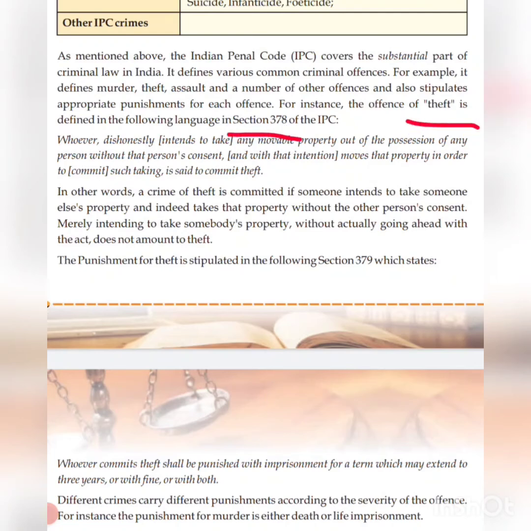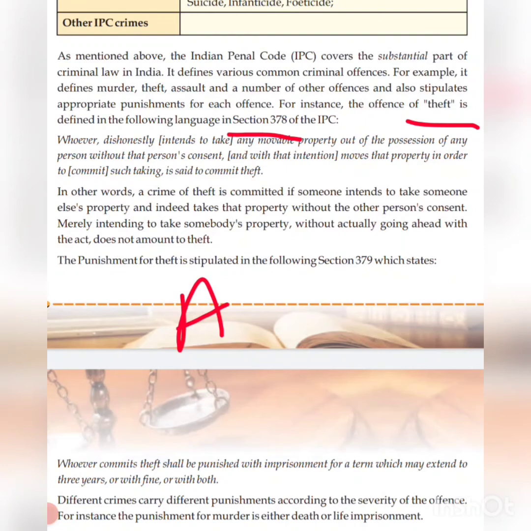Remember that. Whoever dishonestly intends to take any movable property out of the possession of any person without that person's consent, and with that intention moves that property in order to commit such taking, is said to commit theft. That means if a person intends to take some property out of the possession of a person, obviously theft is without the permission. If you take it with permission, that would be borrowing, right? Theft means without the permission of the person, out of the possession.